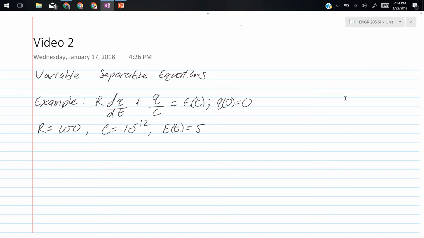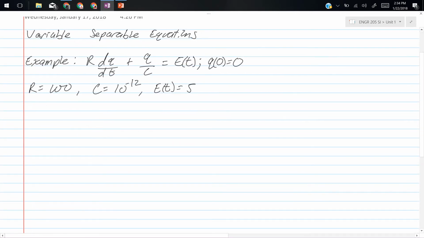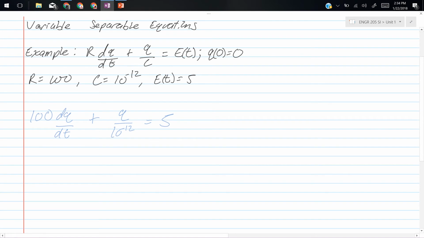So I'm just going to go ahead and plug in all the values. So R is 100, times dQ/dt, where Q is charge and t is time, plus Q over C, with C being 10 to the negative 12, equals our E of t for whatever time, which is going to be 5 volts. This is for volts, by the way.